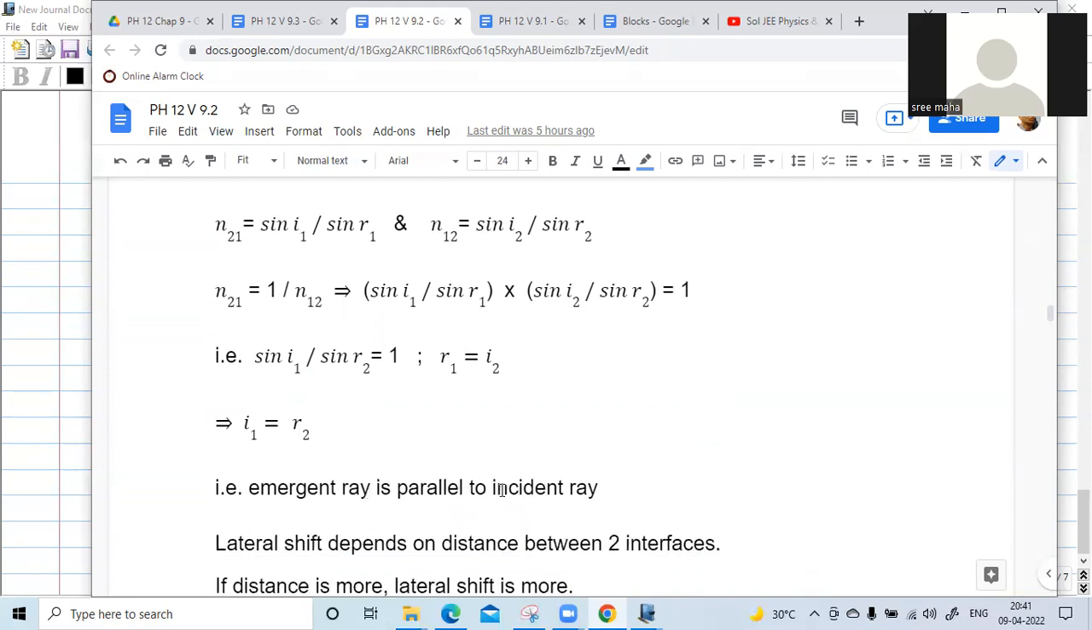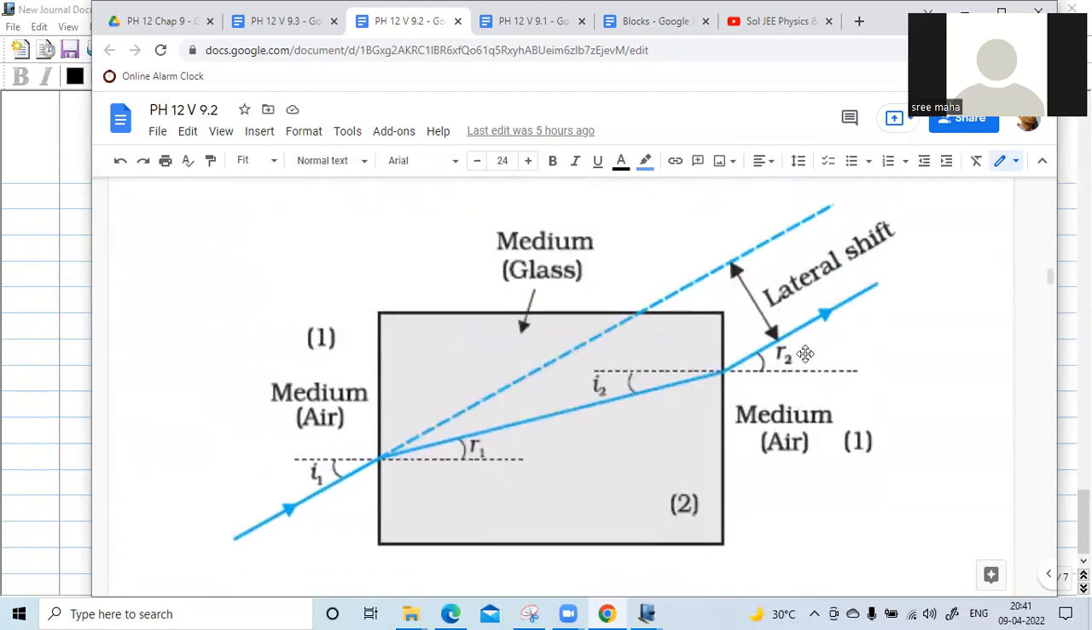So the emergent ray is parallel to the incident ray. Since r2 is the same as i1, these two lines are parallel. So these two lines are also parallel. Because i1 is the angle made by this with the normal, and r2 is the angle made by this with the same normal. So this final emergent light ray and this incident ray both are parallel.